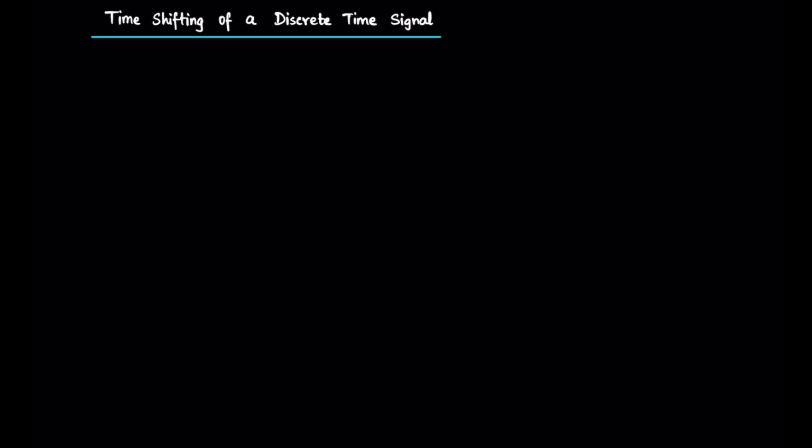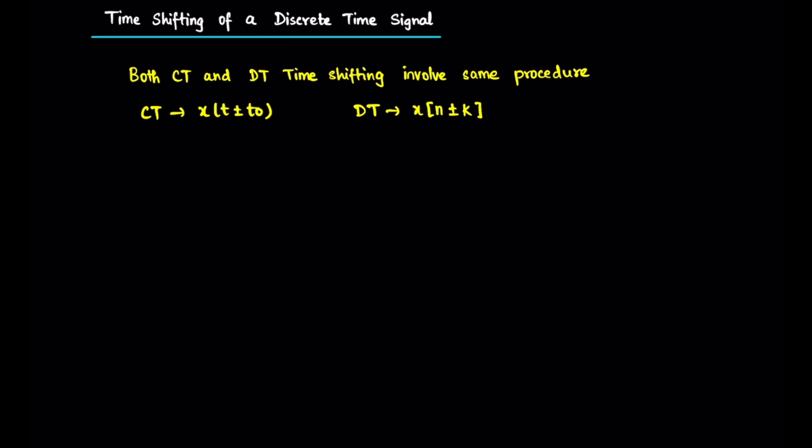Now let's look at an example for time shifting of a discrete time signal. The time shifting of both CT and DT signals are the same. The only difference is that in continuous time, the time is represented as t, and in discrete time it is represented as n. For CT, we represent the time shifting as x of t plus or minus t naught, and for discrete time, we represent it as x of n plus or minus k, where k is an integer.